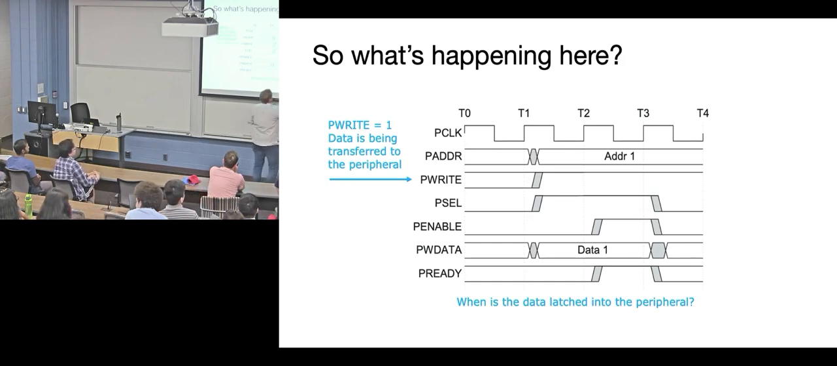We're learning here. In this particular case, we had P enable. The data could be clocked in here, essentially, but P enable has to go high for the peripheral to know to latch in. It's an extra control line to the peripheral to say, okay, it's time to be latched in. So T3 is the right answer, but I don't really expect you to know that.